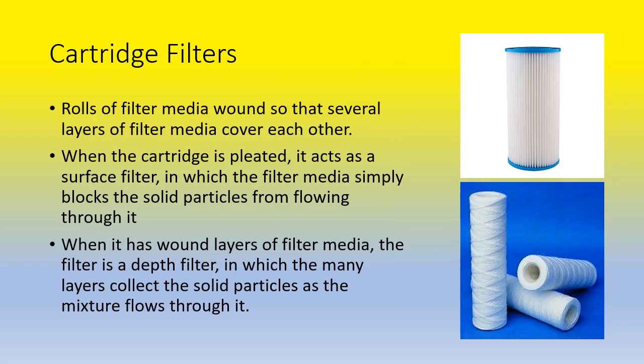A cartridge filter is a filter created out of rolls of filter media wound so that several layers of filter media cover each other. The first example of a cartridge filter is a pleated cartridge filter. This type of cartridge filter acts simply as a surface filter, in which the filter media simply block the solid particles from flowing through it.